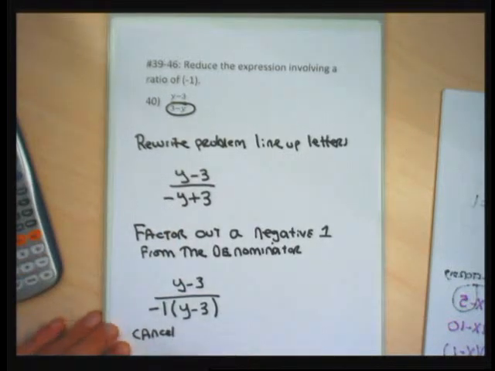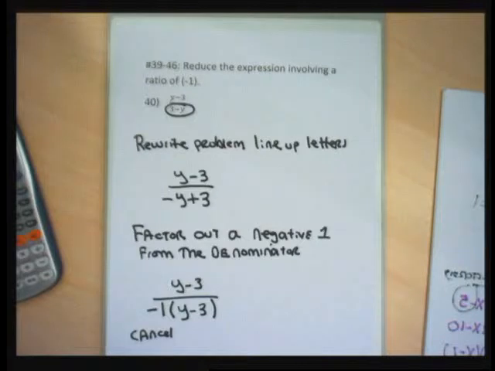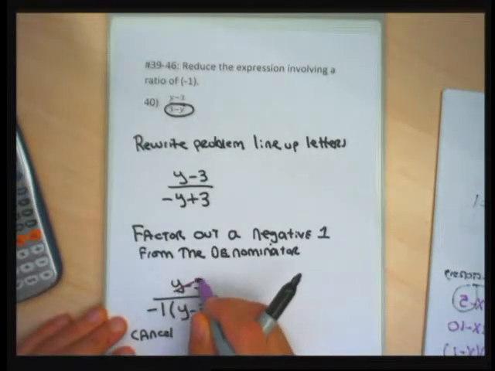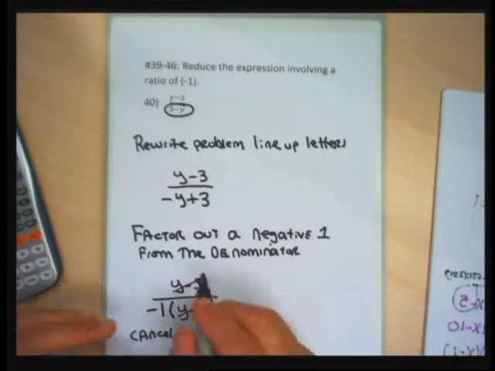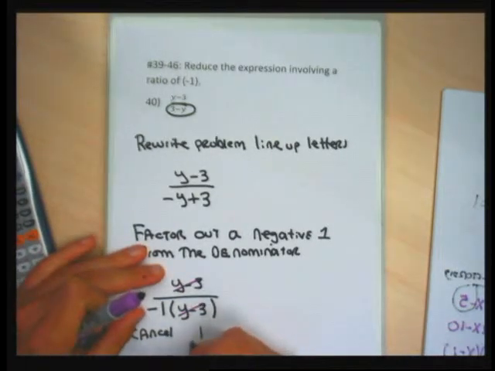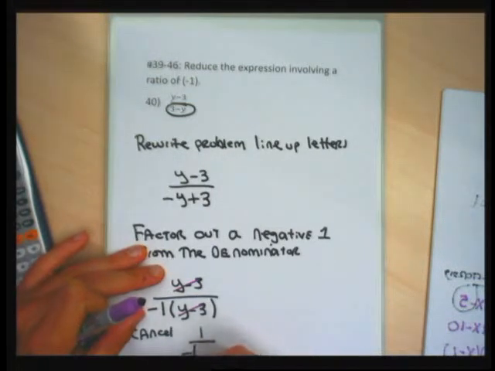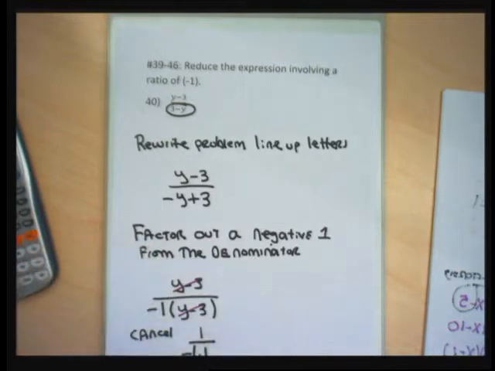So I've lined up my letters, factored out a -1, now I'm going to cancel. The y minus 3 in the denominator and the y minus 3 in the numerator will cancel. The y minus 3 in the numerator turns into a +1. The y minus 3 in the denominator also turns into a +1. And the -1 in the denominator doesn't go away.